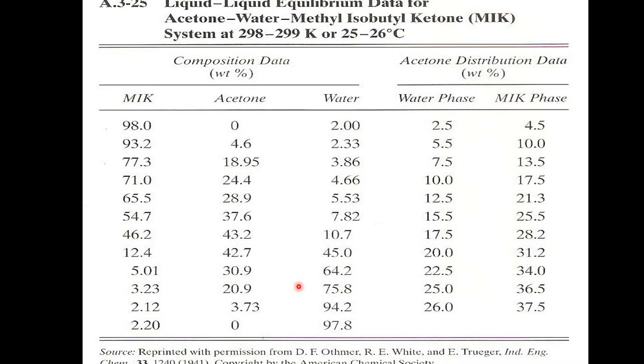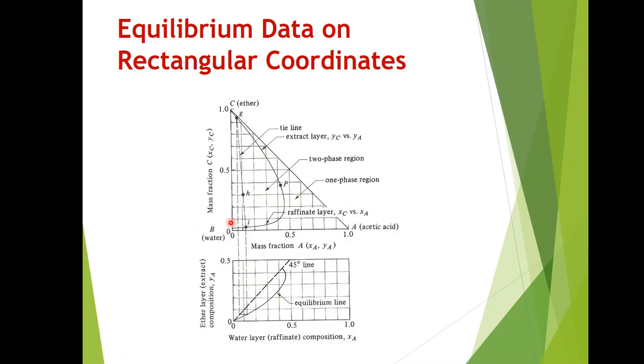If I may say, we are not using the third column in constructing the phase envelope in that upper triangular diagram. We are only using the first two columns, the MIK column and the acetone column. MIK for Y, acetone for the X. That way, we can construct this phase envelope. We need these two diagrams so we can treat accurately, graphically, problems related to extraction.